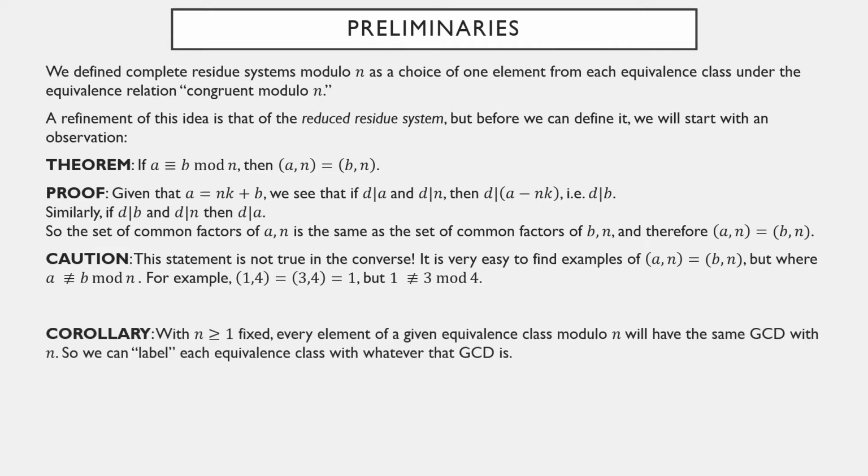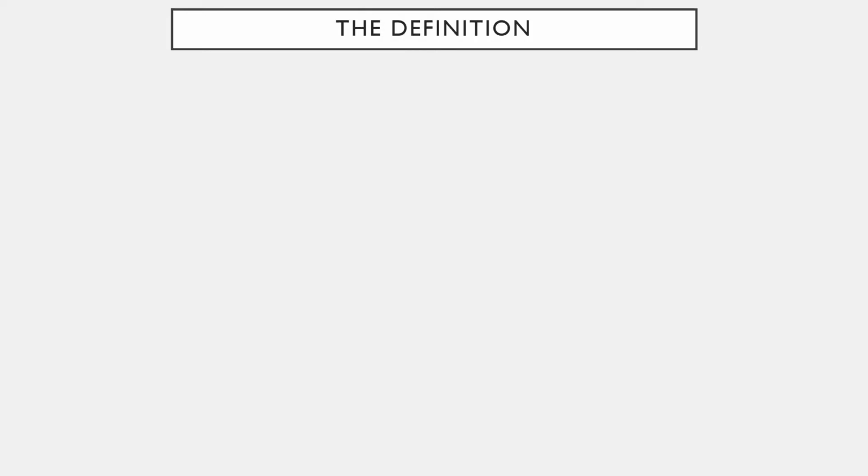As a corollary, if we were to fix n, at least as large as 1, every element of a given equivalence class modulo n will have the same greatest common divisor with n. Because they're all equivalent modulo n, they all have the same greatest common divisor. So what we're going to do is label equivalence classes with whatever that greatest common divisor is. And the cautionary statement above tells us that two different equivalence classes might end up with the same label.